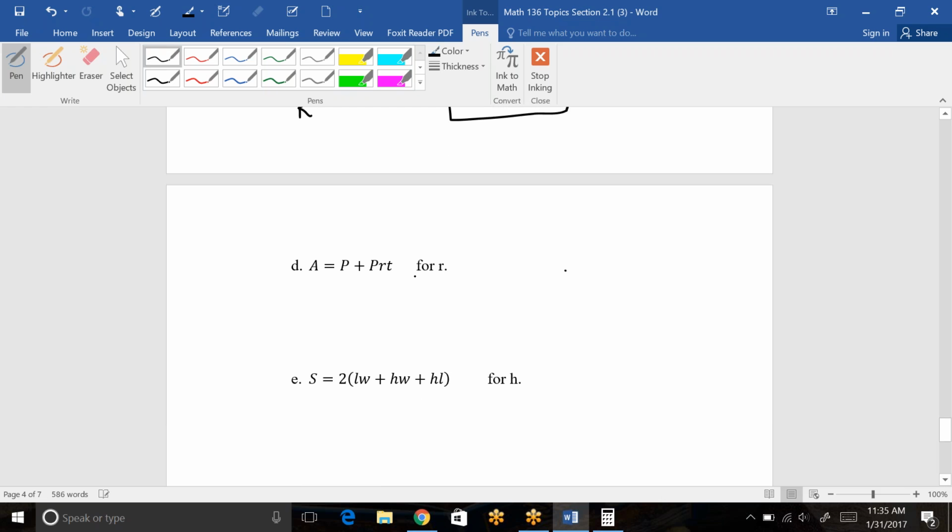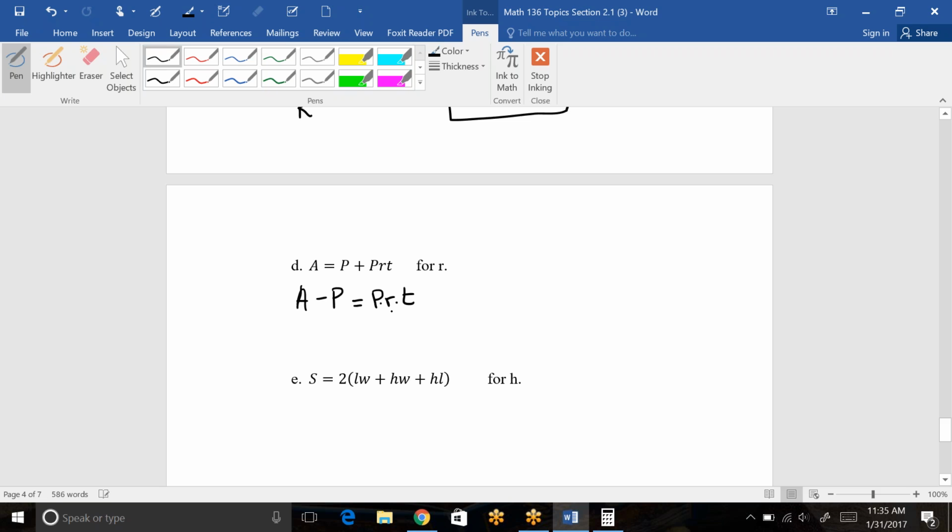For this next one, we need to get the R by itself. Okay, so notice the R is in this term. There's no other terms that have an R. So that means the first thing you should do is get any terms that don't have the R to go on the other side. So I'm going to subtract over that P that's by itself.